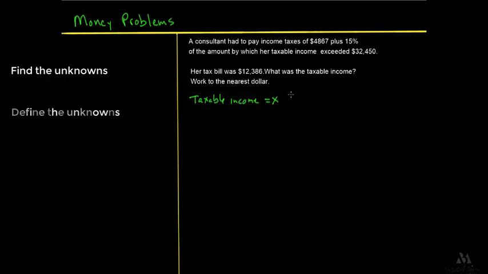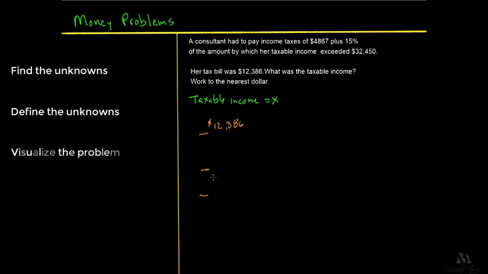And then I think the best way to move forward is to start working on understanding this using some graphics. It always helps me, and so I assume it helps other people as well. So let's give that a shot. We've got a whole pot of money out there, and that whole pot equals $12,386. And the consultant had to pay income taxes on $4,867, so that's about a third, I'm going to guess.